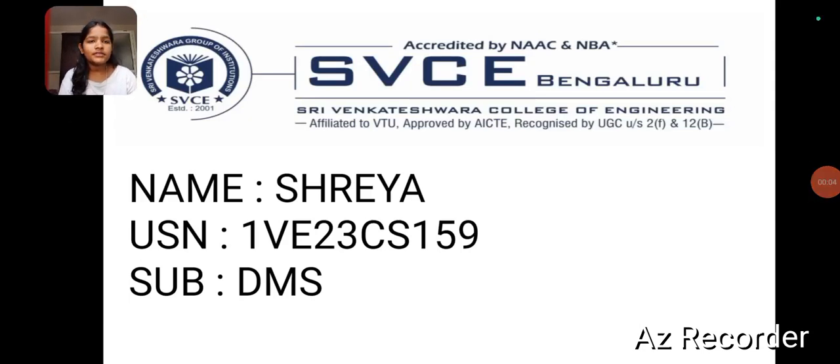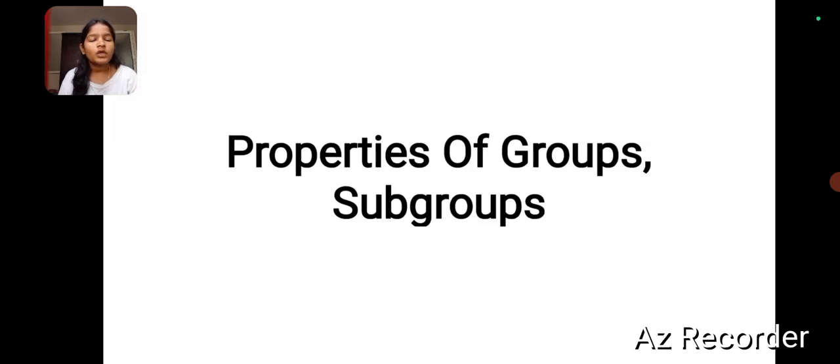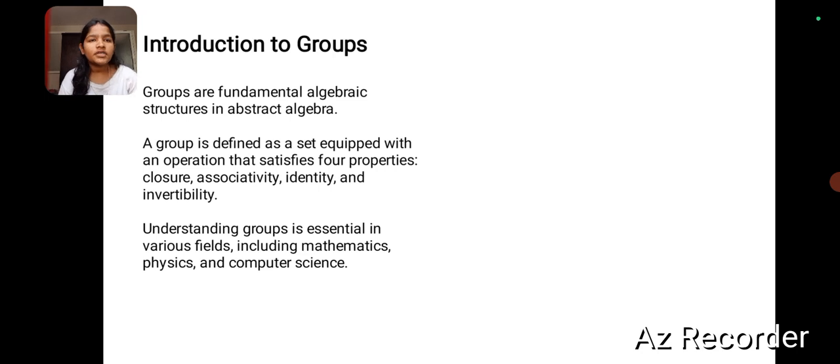Today I'm discussing the subject mathematics, in that properties of groups and subgroups. Introduction to groups. Groups are a fundamental algebraic structure in abstract algebra. A group is defined as a set equipped with an operation that satisfies four properties: closure, associativity, identity, and invertibility. Understanding groups is essential in various fields including mathematics, physics, and computer science.